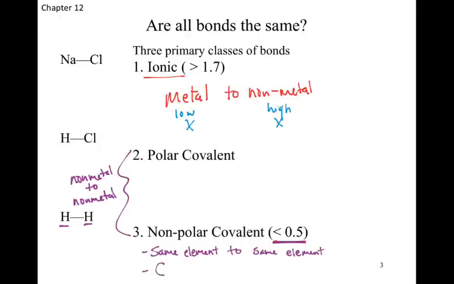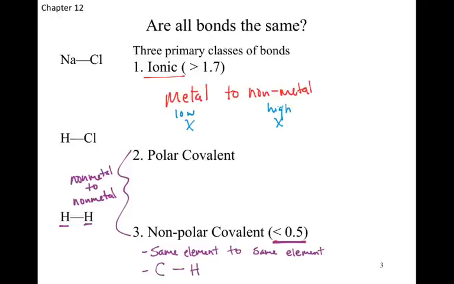Well, that bond happens to be carbon to hydrogen. Okay? So we now know an ionic bond is a metal to a nonmetal. A nonpolar covalent bond is the same element to the same element, or carbon bound to hydrogen. So we've got some kind of simple classifications for those two.